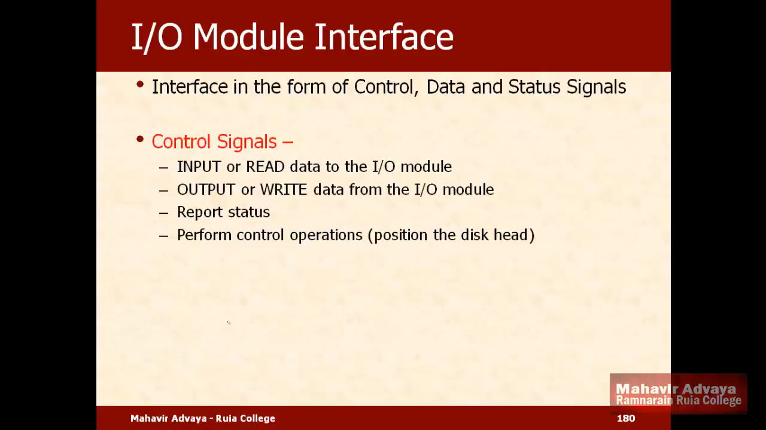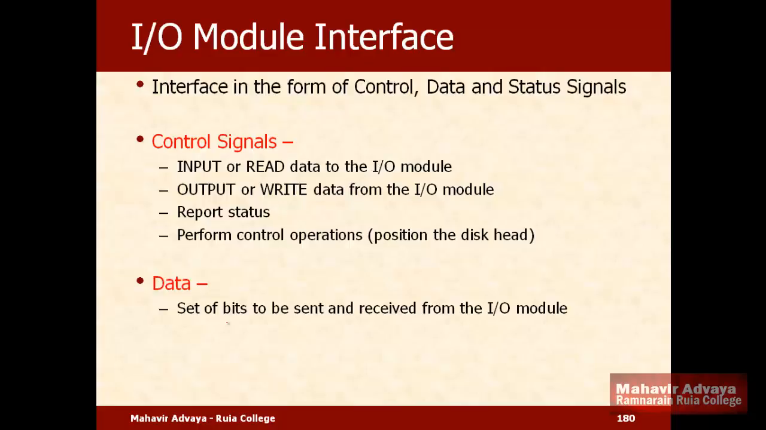The control signals take care of executing or firing the commands like input or read. So whenever the processor wants to read something from the input-output module or write into it, it sends the control signals of input or read data, or writing of data, to the IO module. It also reports the status of the input-output devices using the control signals, whether the device is ready to accept the signals or not, and performs some control operations. Like in the case of a hard disk, it takes care of positioning the disk head to the required sector or the block to read data.